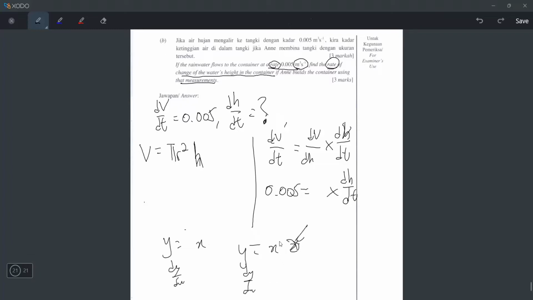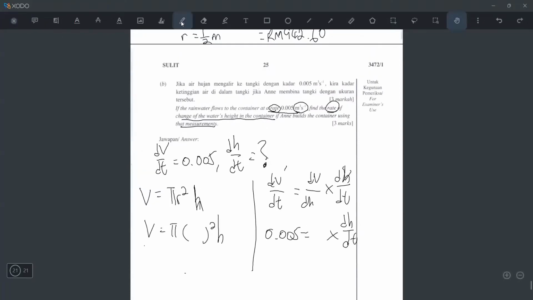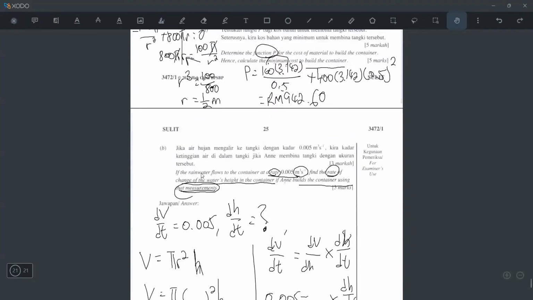You have to try to eliminate one of them. If you eliminate z, then you can differentiate dy dx. But if you eliminate x, then you become dy dz. Okay. You have to try to eliminate. And how to eliminate? Substitute with something else. Like for example, now you want dv/dh, right? It means the r you have to substitute into something no matter what. And what you substitute? Remember they say Iron will build the container using that measurement. So it means N will build according to this measurement.